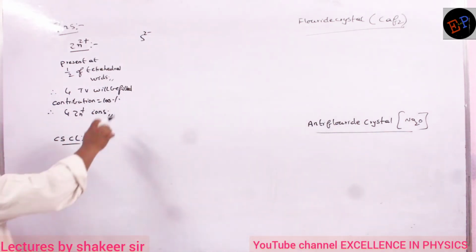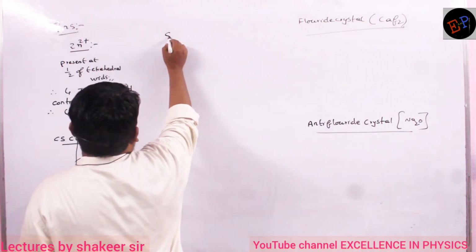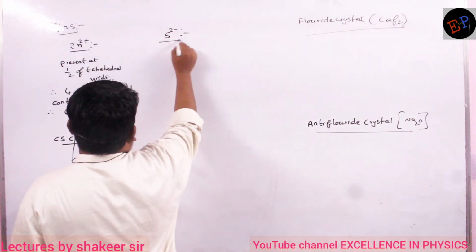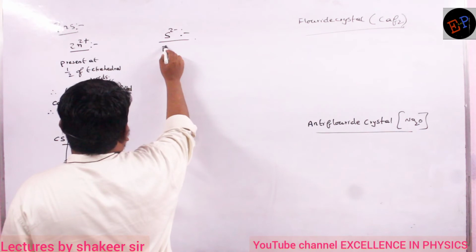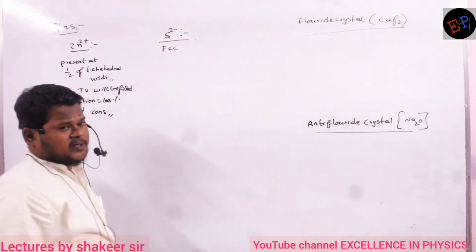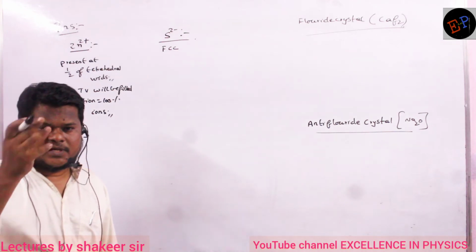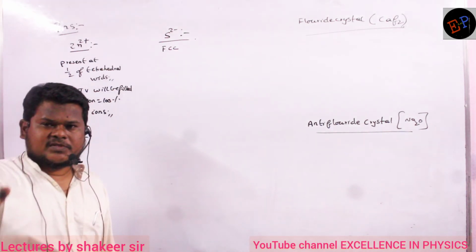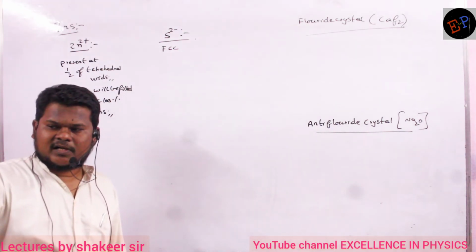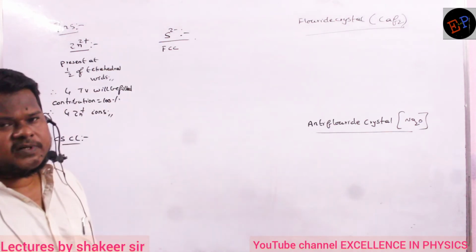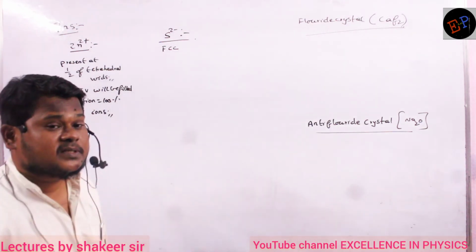Clear? Next, let us discuss S2-. Where are they present? They are present at FCC, the face-centered cubic unit cell. What is meant by FCC? Already we have studied, no? Atoms are present at the corners, and there are 6 atoms present at the center of 6 faces. So what is the contribution of FCC?